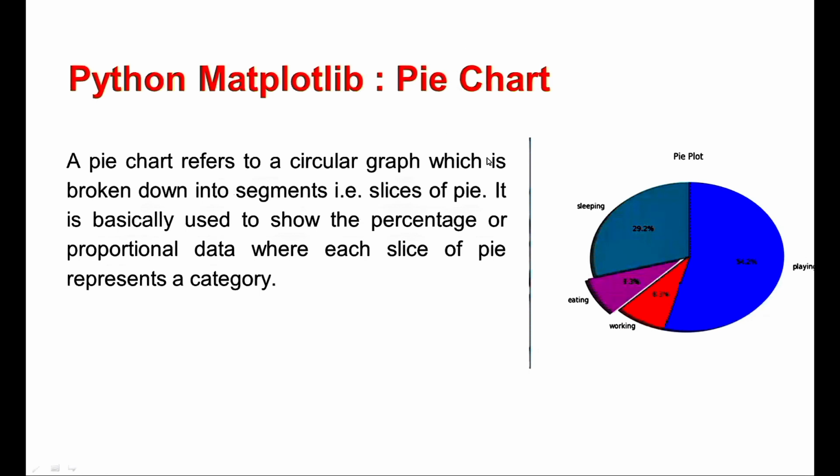Now, this one is a pie chart. This is a circular graph which is broken into a number of segments, as you can see over here. These segments are known as slices of the pie, and it is basically used to show percentage or proportional data, where each slice of the pie represents a category. So it's a category of sleeping, playing, working and eating, how much percentage is spent on each by a person. So this can be done using a single variable in one graph.